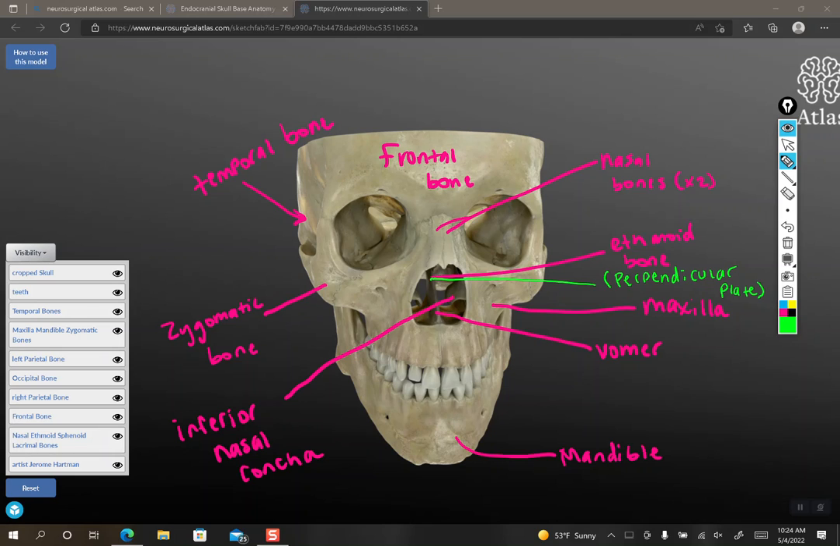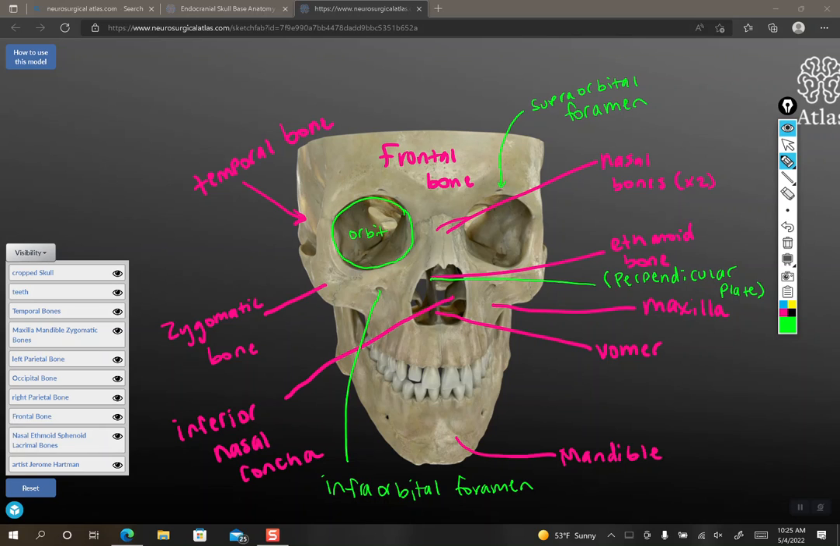So on the frontal bone, we have a supraorbital foramen. So supraorbital means above the orbit. Speaking of that, the orbit is the eye socket. Now on the maxilla, below the orbit, we have the infraorbital foramen. So there's one on the top, one on the bottom.